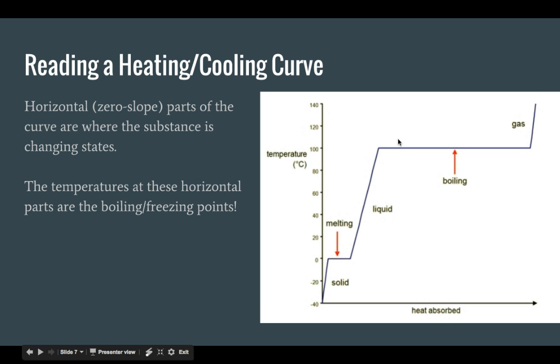You will need to know how to draw one of these. It's pretty simple. You should see that it just has a sloped line here. It levels off at 0, sloped line here, levels off at 100, and then another sloped line that goes from a solid to liquid to a gas. It's very easy to do for water. Other substances work pretty much the same way, but they might have different shapes to the curves. I think that's about it.